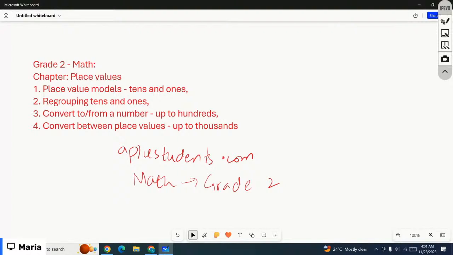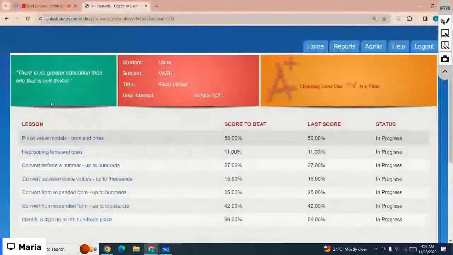We're going to start with the chapter place values, and the lessons we're going to cover today are place value models, tens and ones, regrouping tens and ones, convert to and from a number up to hundreds, and convert between place values up to thousands. So let's start with the first lesson. Here I am on the chapter grade 2 math. The chapter we're working on is place values. Let's start with the lesson place value models, tens and ones.